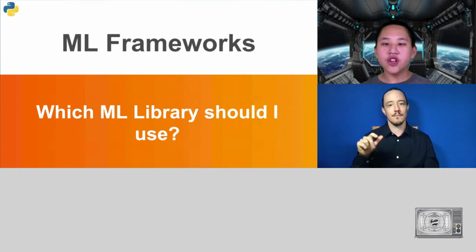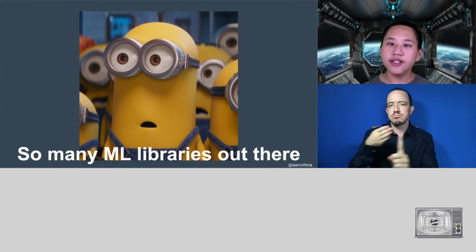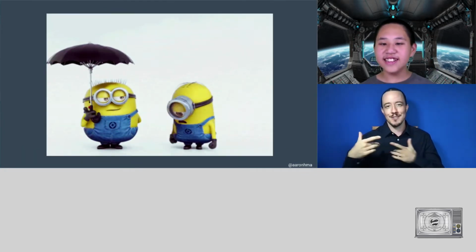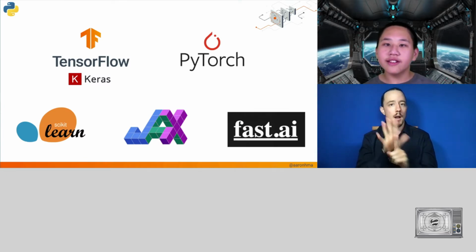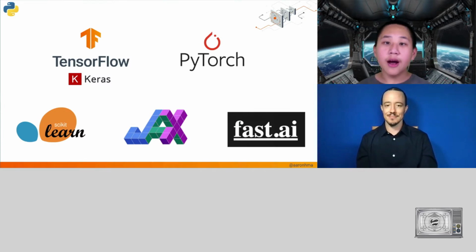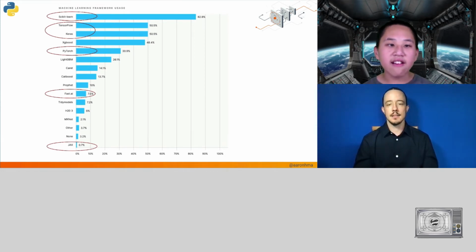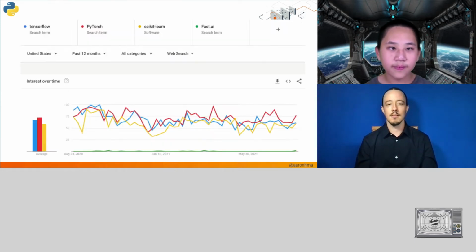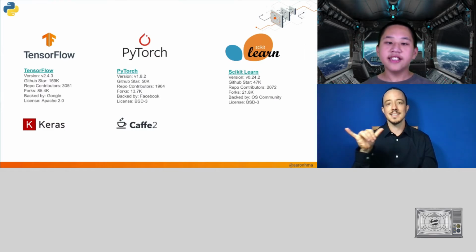Now let's take a look at machine learning frameworks. There are so many machine learning libraries out there. Which one should you use though? I got you covered, friend! Some of the most popular machine learning libraries out there include TensorFlow, Pytorch, Scikit-learn, JAX, and Fast.ai. You can see their popularity from the Kaggle report here. You can also see their popularity from Google Trends. And you can see their respective statistics here.